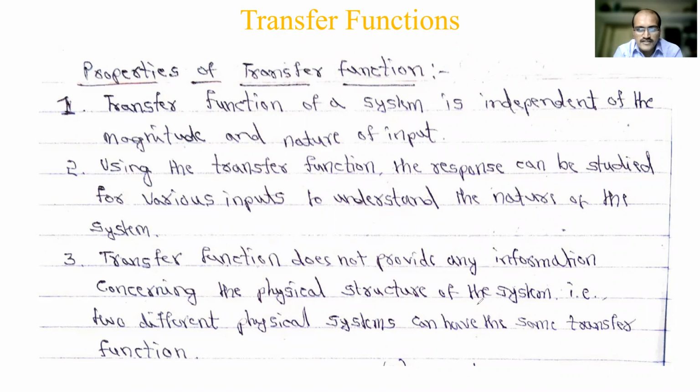When you see that, you could not come to know whether it is an electrical system or a mechanical system. So that's this point: the transfer function does not provide any information concerning the physical structure of the system. Two different physical systems can have the same transfer function. This is a very important property. To explain this point, I will use an example.